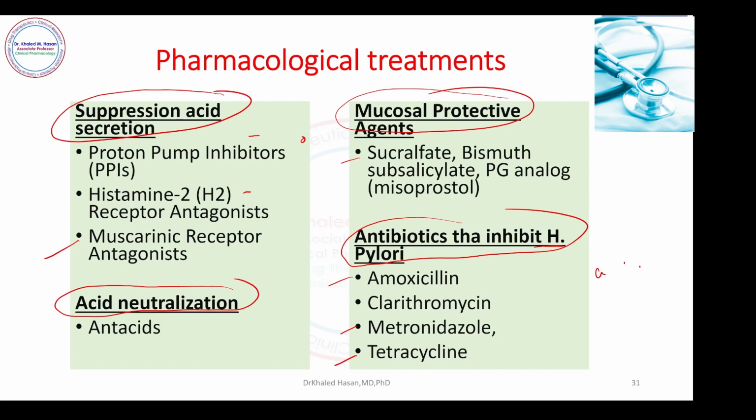So which medications belong to acid suppression? We have proton pump inhibitors, H2 blockers, and muscarinic antagonists. Which of these medications neutralize the acid? We have antacids. Which of these medications eradicate Helicobacter pylori? We have the antibiotics amoxicillin, clarithromycin, metronidazole, and tetracycline.